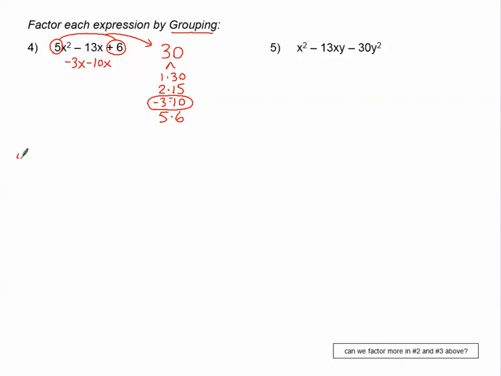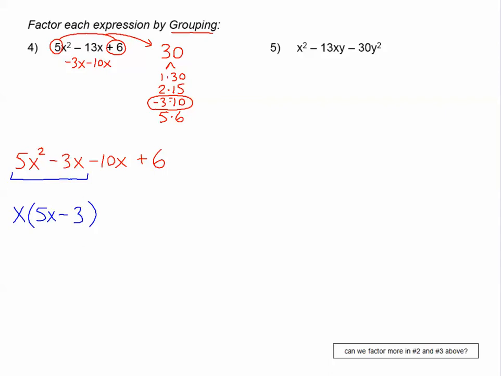Let's rewrite all 4 terms. I've got 5x squared. That's my first term. My middle term is now 2 terms, negative 3x and negative 10x. And my last term, of course, is still 6. Now I have 4 terms, and I can do my factor by grouping. I'm going to group the first 2 terms together, and I'm going to take out my GCF. I believe that's an x. If I factor out an x from both of those terms, I will be left with 5x from the first term, a minus sign, and 3 from the second term.